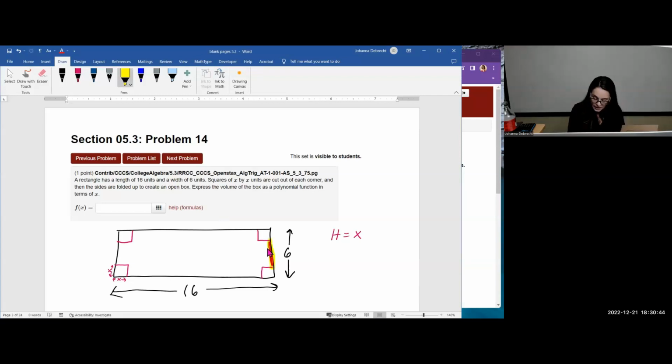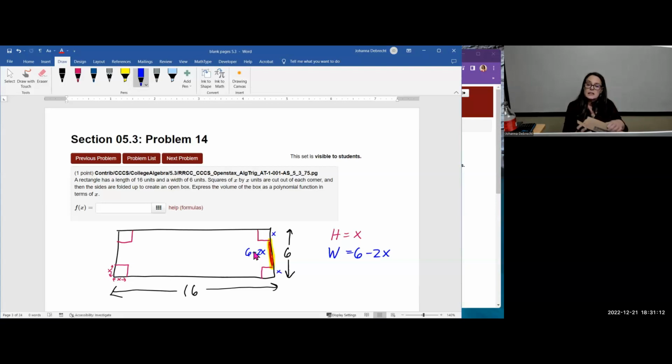It's this region right here. Well, what is that region? That region is going to be 6 minus x from each corner, so that's 6 minus 2x. My width is going to be 6 minus 2x, because this was an x and this was an x, and when I fold them up, that makes the width of my box. So I've got 6 minus 2x.